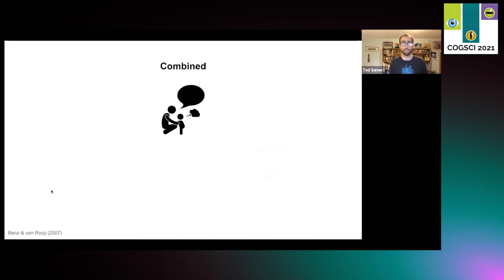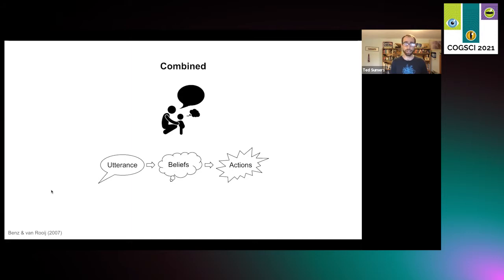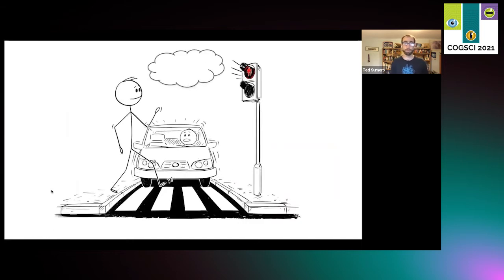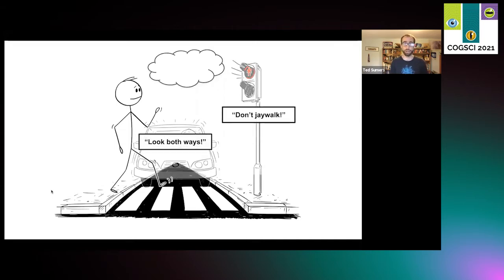So one of our contributions here is to propose a combined model, which understands both how utterances affect beliefs and then how those beliefs give rise to actions. It can thus intervene on beliefs in order to induce actions. So going back to Bob, such a model might be able to suggest more general abstract strategies which aren't tied to this particular setting, such as looking both ways before crossing the street or not jaywalking.